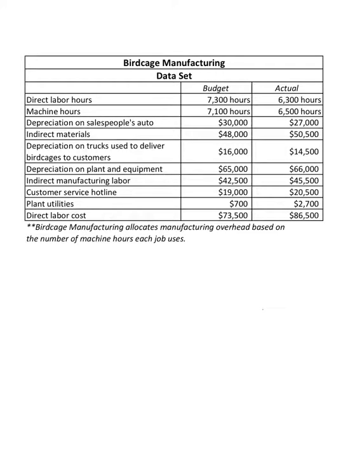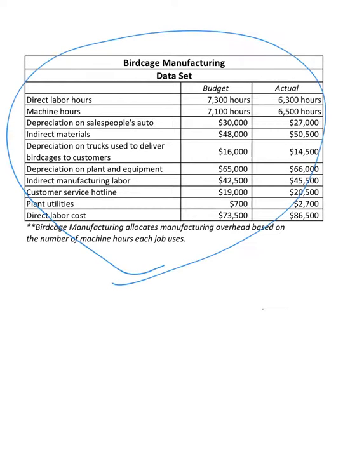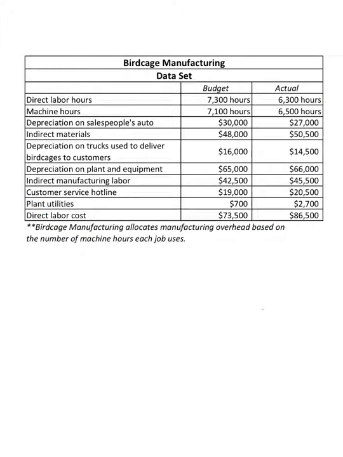In this example, we are going to take one data set and do three different things. The first thing is calculate the predetermined overhead rate. Going forward, I am going to refer to that as the POHR.